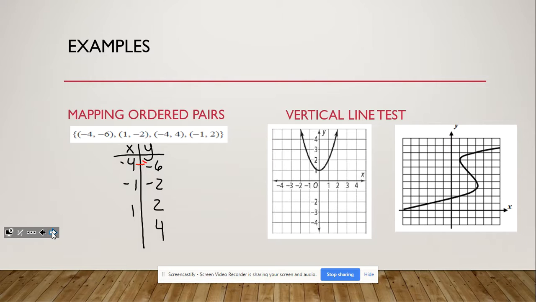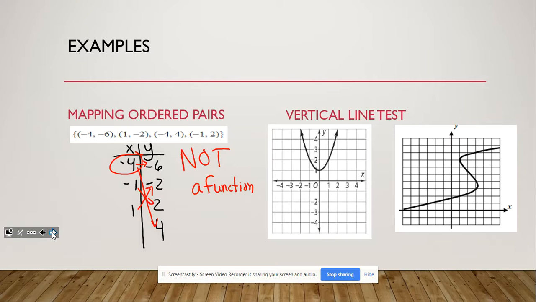-4 goes to -6. 1 goes to -2. -4 goes to 4. And -1 goes to 2. Notice with this one right here with -4, it has two arrows coming from it as an x value. This is not a function.